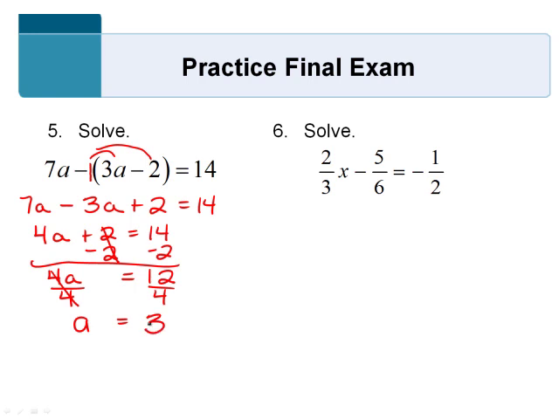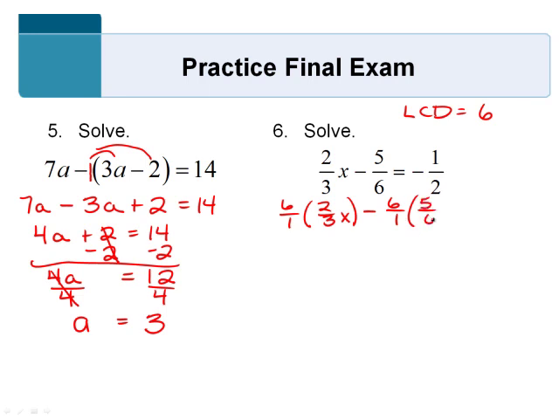Alright. Number 6, we have fractions. So this is the problem where you want to look at the denominators and figure out what your least common denominator is. So we have 3, 6, and 2. So the common denominator is going to be 6. So this is where we put 6 over 1, and you're going to multiply it by every term in the whole equation. So I'm going to leave that minus sign hanging out there in the middle.